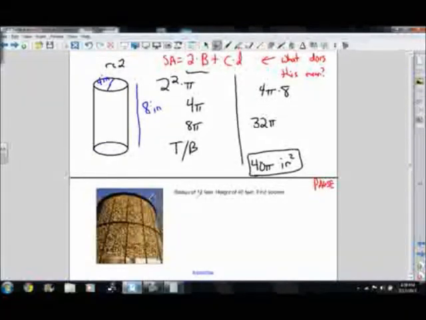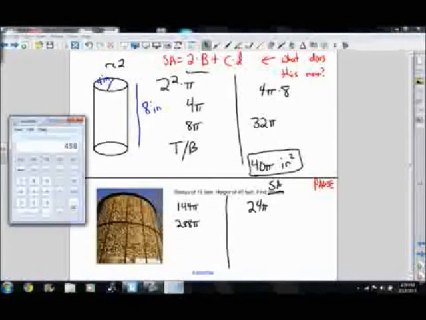I want you to try this one on your own. Okay, the radius of that top part is 12, and it's got a total height of 40. Find the surface area. Okay, so for the top and bottom, it's going to be 144 pi for each. So it ends up being 288 pi. The circumference of that top part is going to be 24 pi times the height of 40. So that's 24 times 40 is 960 pi.